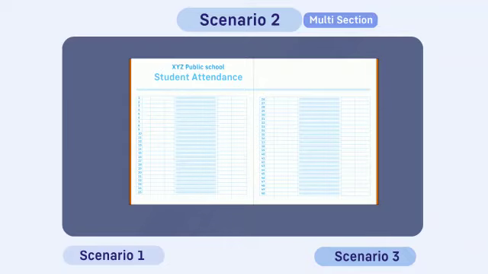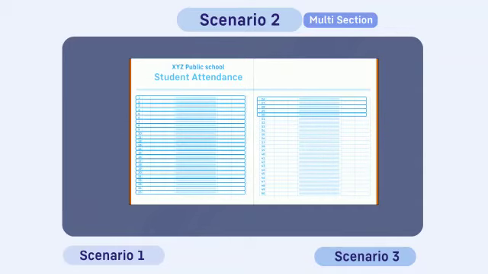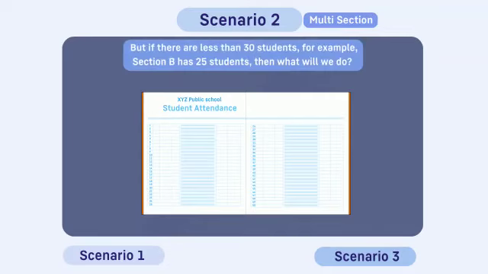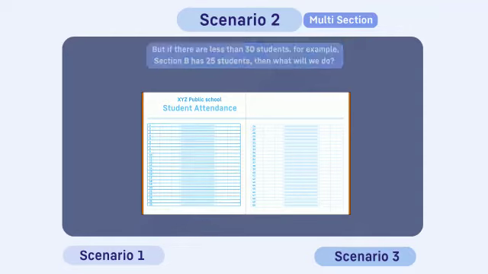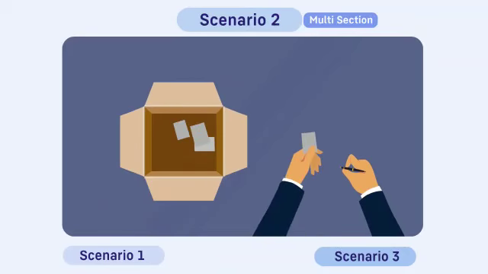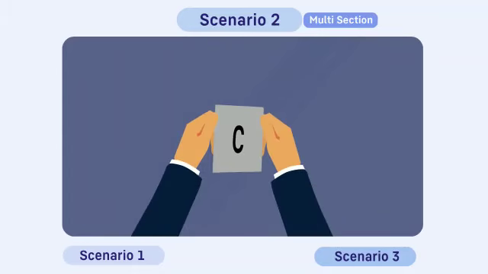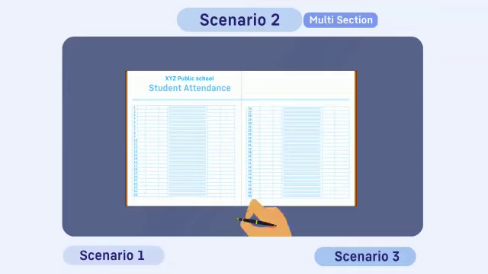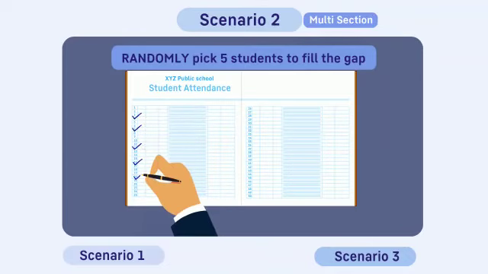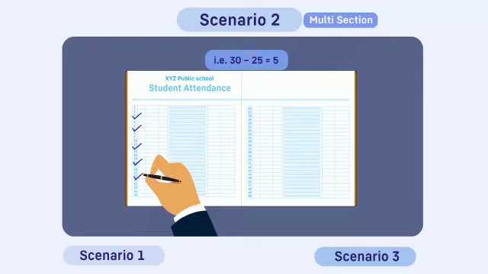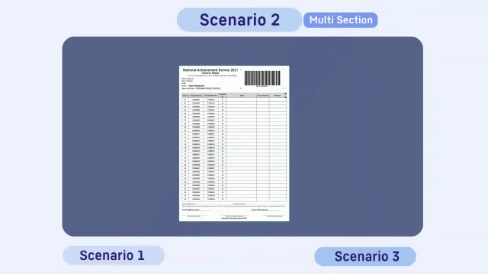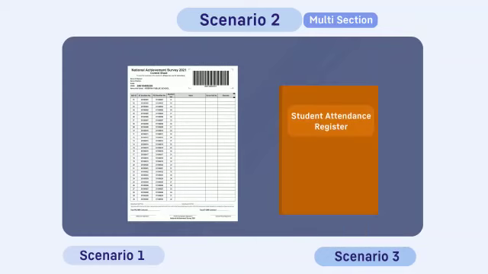Now at this point, check how many students are there in section B. In case there are exactly 30 students, then the survey will be conducted with these 30 students. But if there are less than 30 students, for example, section B has 25 students, then what will we do? As we have other sections, A, C, D, E, we will repeat the chit and draw method and get another section. For example, section C. And from this section, we will randomly pick 5 students to fill the gap. That is, 30 minus 25 is equal to 5. Update the control sheet accordingly with help of the student attendance register.